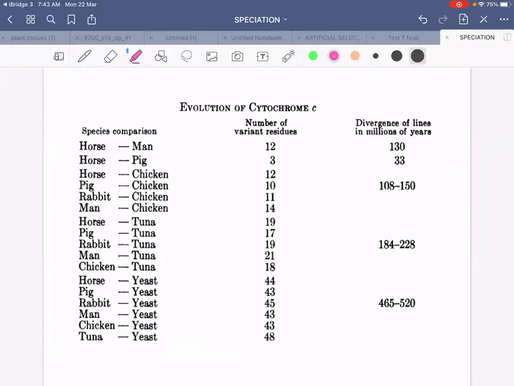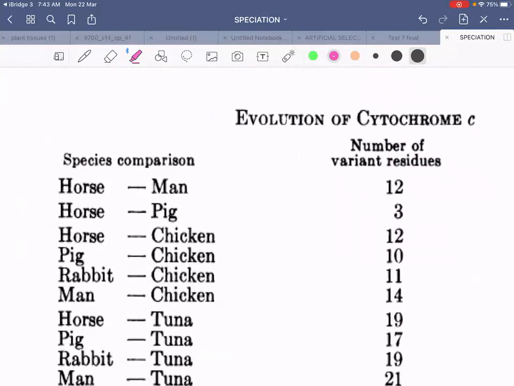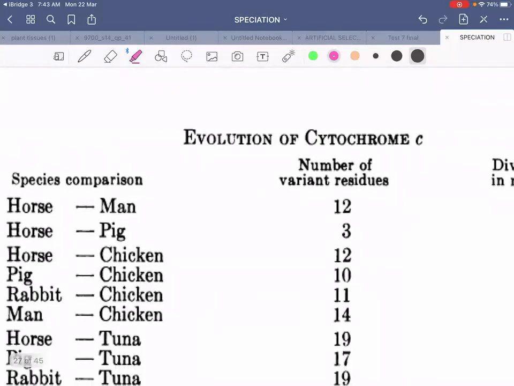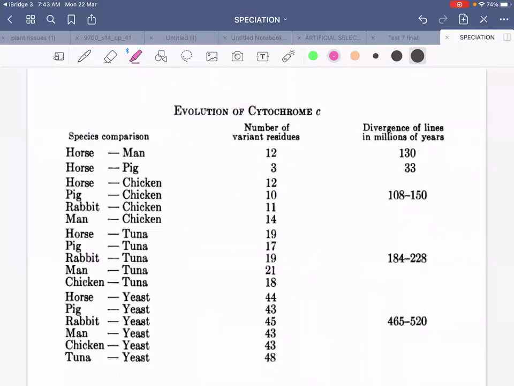That is, we can say that for example over here it shows you a species comparison between horse and man. And how was it compared? By studying the protein cytochrome C in horse and man. So it was found that the amino acid differences between the cytochrome C in the horse and cytochrome C in the man was a difference of 12 amino acids, while in horse and pig it is 3 amino acids. And the divergence of the lines in millions of years is 33 for horse and pig, and it's 130 for horse and man.